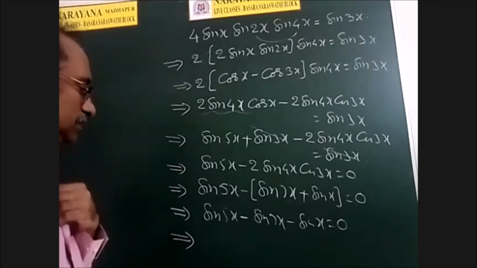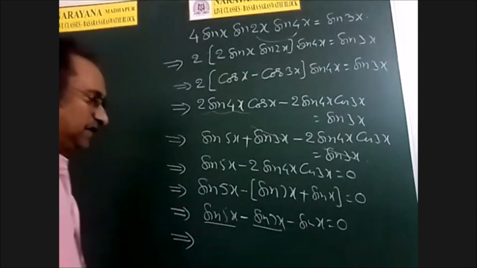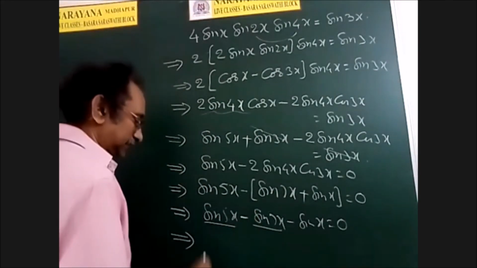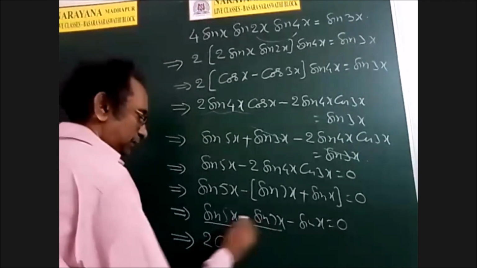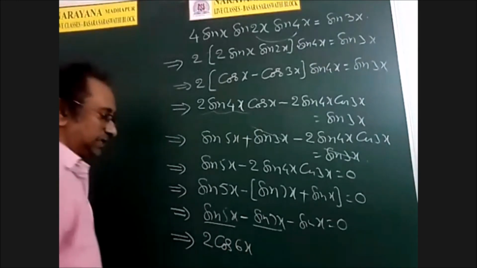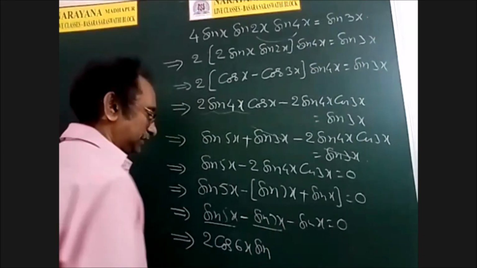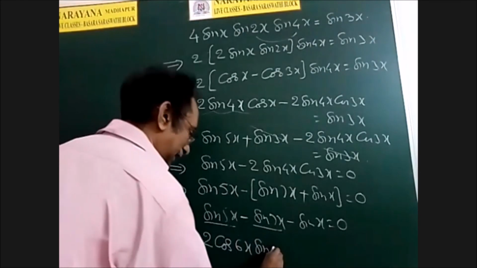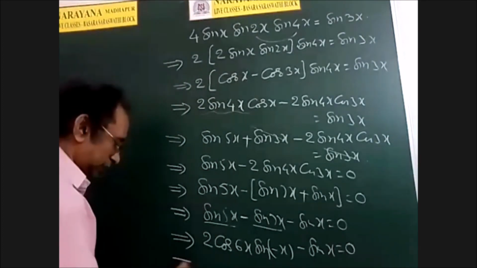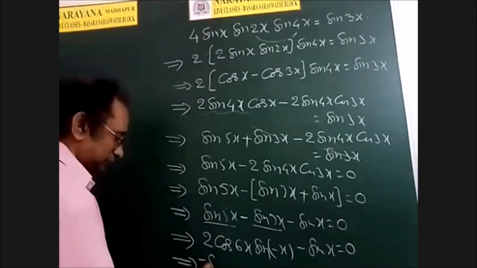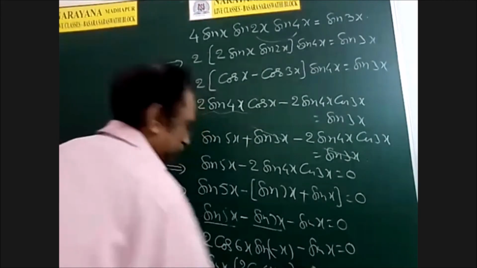So it's becoming difficult if I take it like this. So okay, no problem, I will try here. See once again, sin 5x minus sin 7x, sin C minus sin D formula. What is sin C minus sin D? 2 cos((C plus D)/2), that is cos 6x, and sin((C minus D)/2), that is sin of minus x, minus sin x is equal to 0. So that implies minus sin x into 2 cos 6x plus 1 is equal to 0.